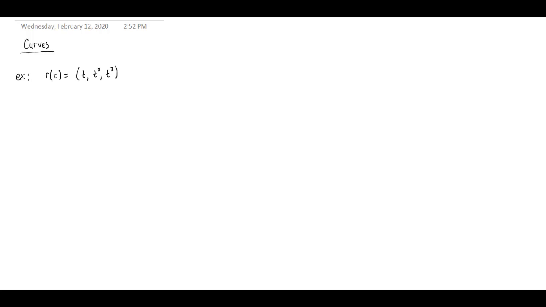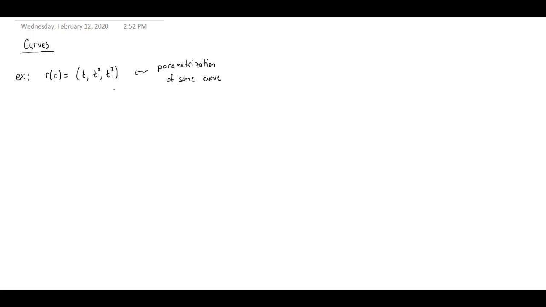All right. So here I have a parameterization of some curve. Remember, one way to think of this was to think of t as representing time, and then you can think of this as representing the position of some particle at time t. Okay.